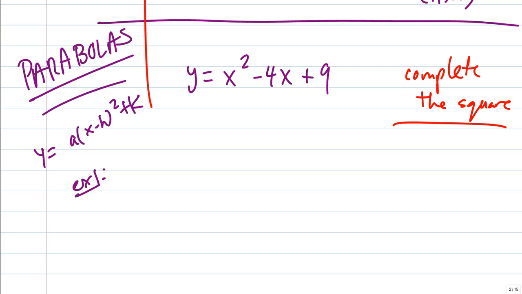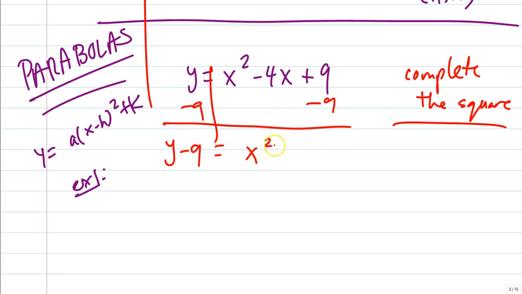Okay, so our first step, we're going to move the c. I'm not going to use that 9 to complete the square, so I have y minus 9 is equal to. We're now ready to complete the square. We're just going to use the a and the b and give it a new c. What's that going to make? x squared minus 4x. How about (x minus 2) squared?